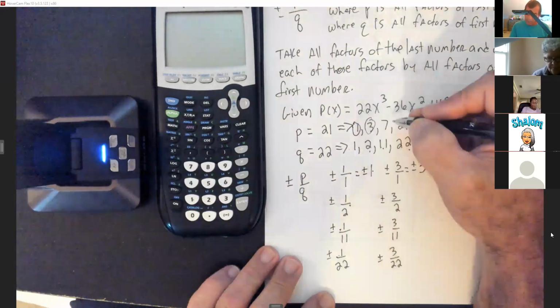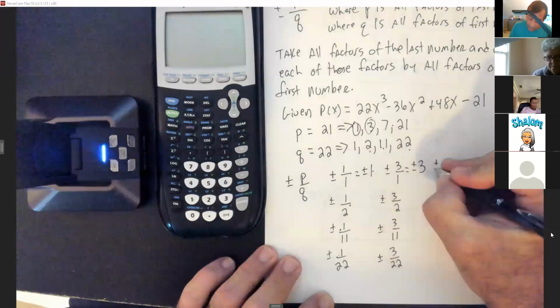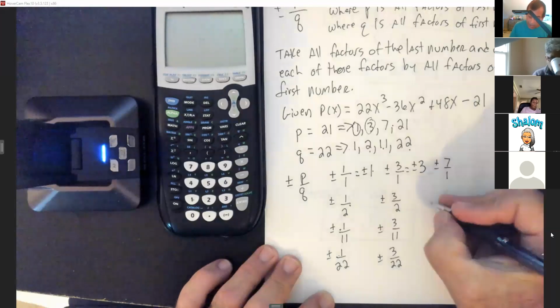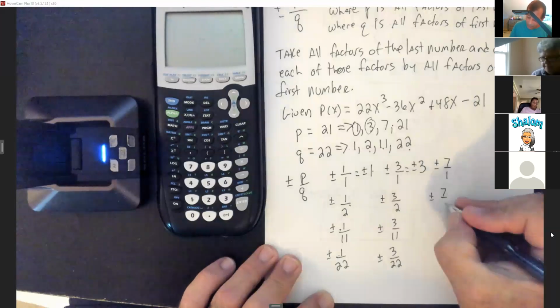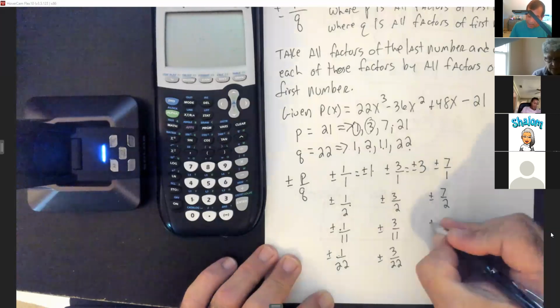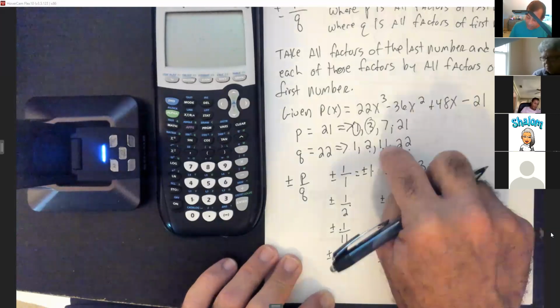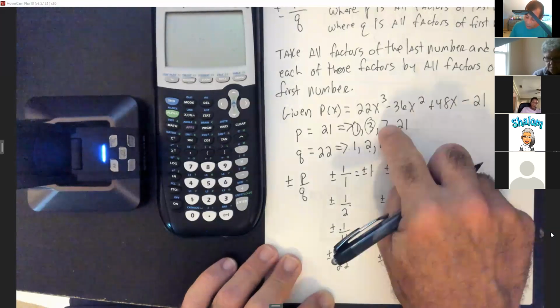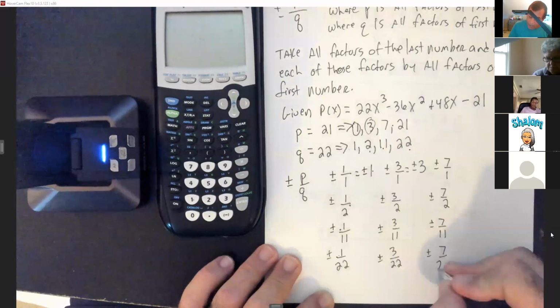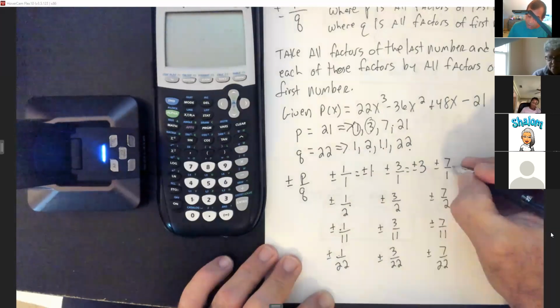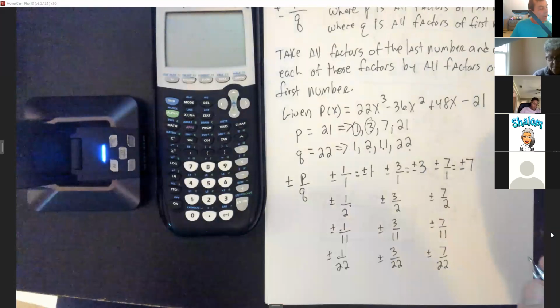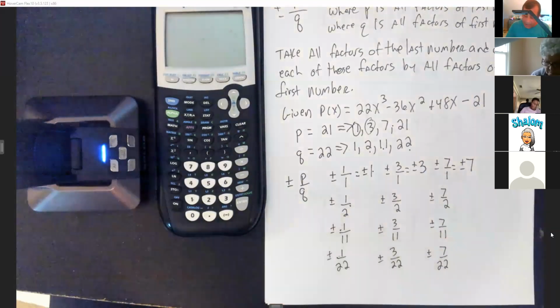Next I'm going to do the 7. I'll divide 7 by 1. I'll divide the 7 by the 2. I'll divide the 7 by the 11. And then I'll divide that 7 by 22. And once again, 7 over 1 will just turn into a 7. All right, so that takes care of my 7.